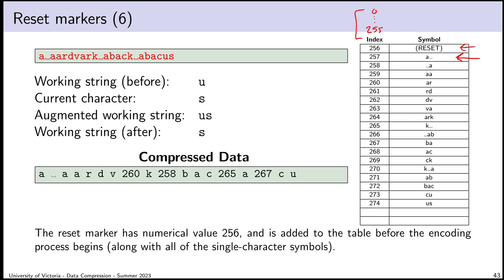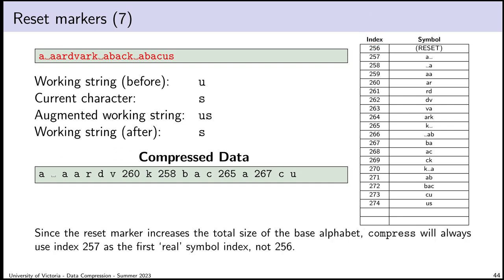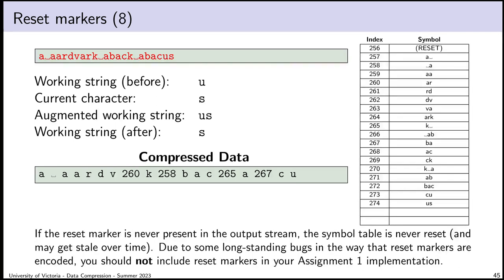If ever in our compressed data stream, symbol 256 appears, that is telling the decompressor to flush the symbol table and clear it and then start filling it again. So that's the way that the compressor tells the decompressor to start from scratch. That means that if you are trying to generate output that's consistent with the compress tool, you have to make sure that your LZW starts populating the table at index 257, not 256.